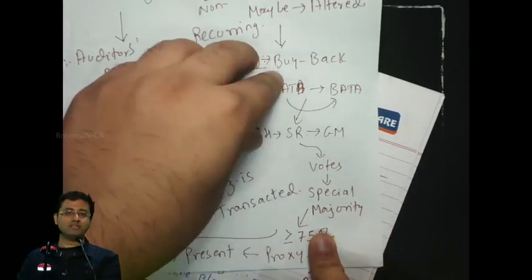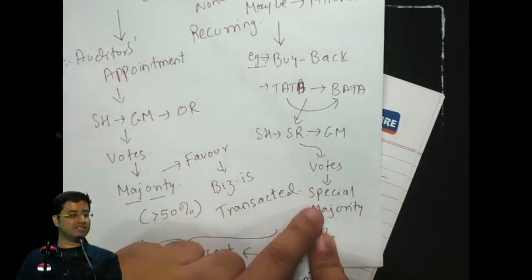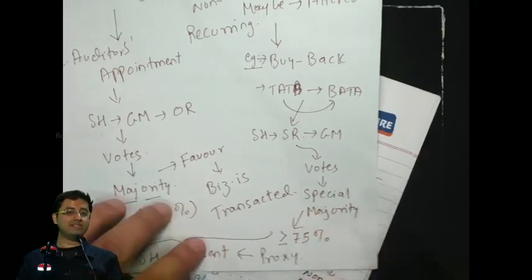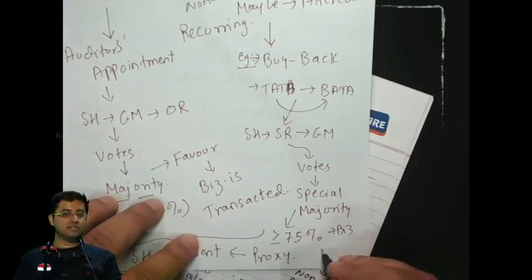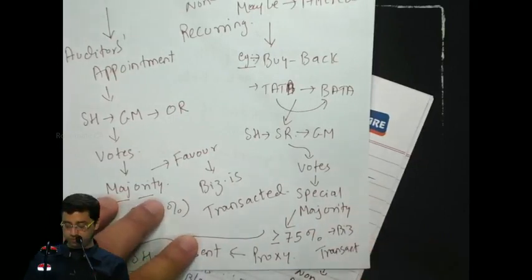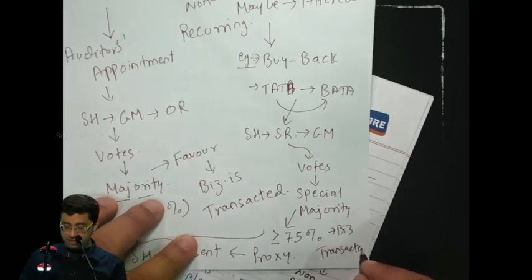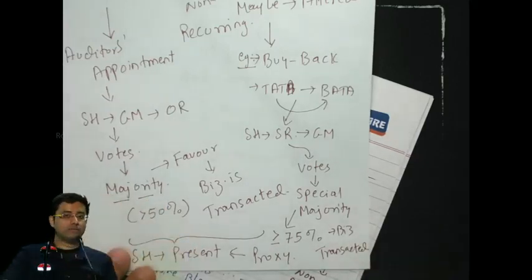So if I am passing a special resolution, and I get 75% votes, then I will say that the business is transacted. If you want to transact the business, you will require votes of how many percent? 75% or more than that.